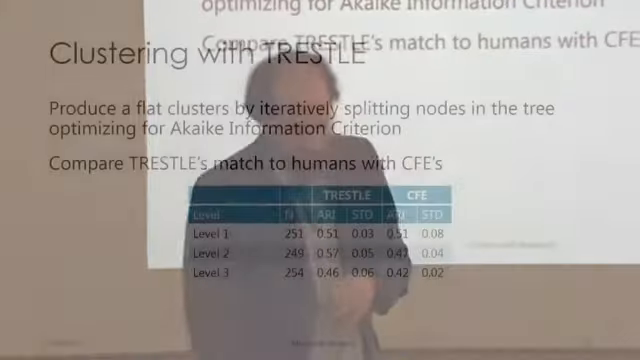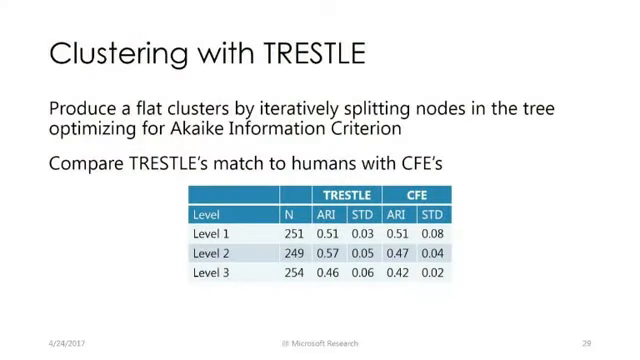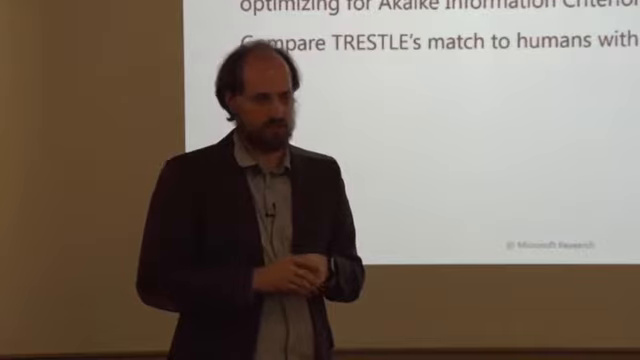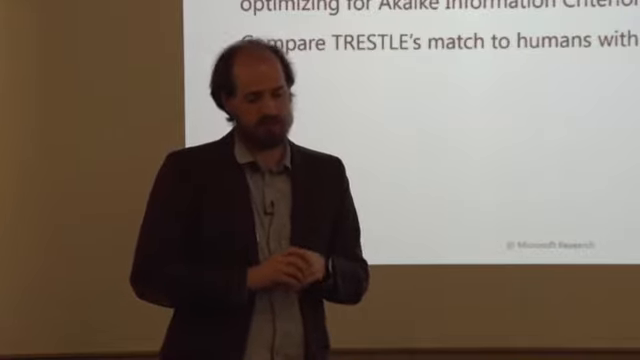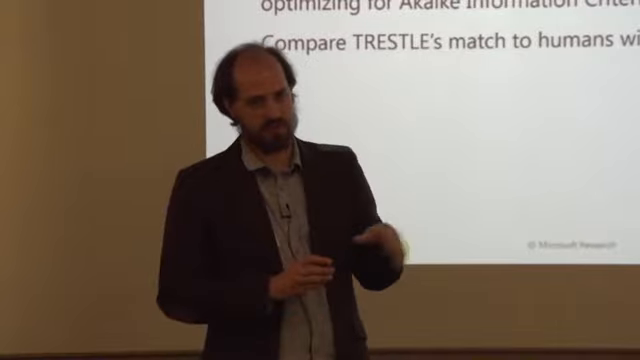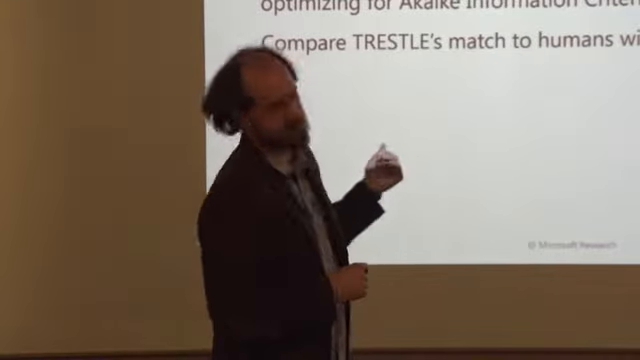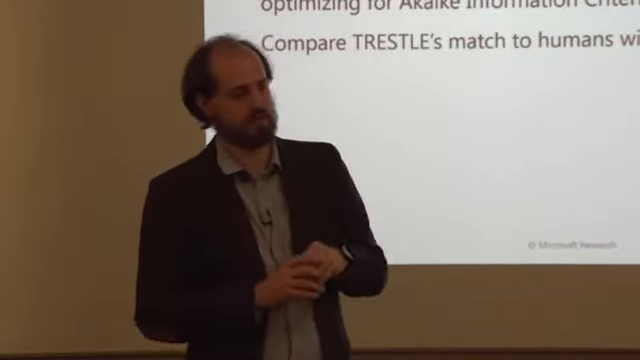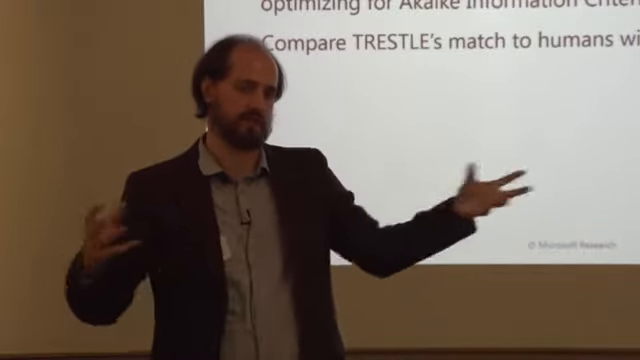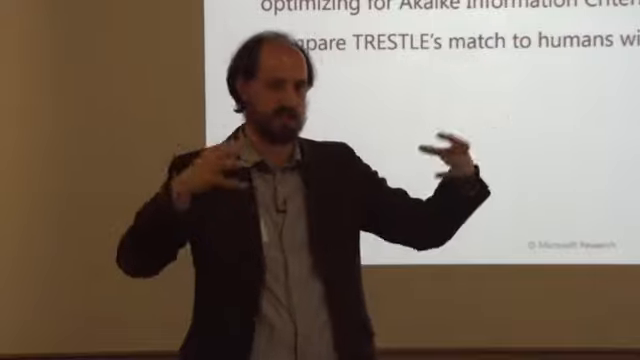And so we did a similar analysis of the clustering with Trestle to reduce flat clusters by iteratively splitting nodes, as you could do with any kind of hierarchical clustering algorithm. And so each node that comes out of Trestle is essentially a probability table of features. And you can use things like the Akaike information criterion to maximize a log likelihood, penalizing for having too many clusters, essentially, to choose a time to stop splitting.